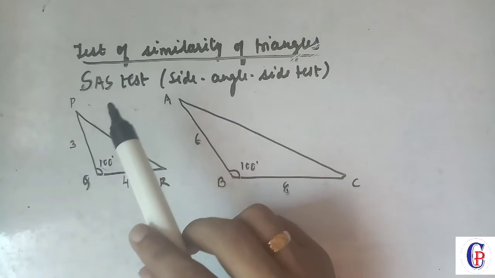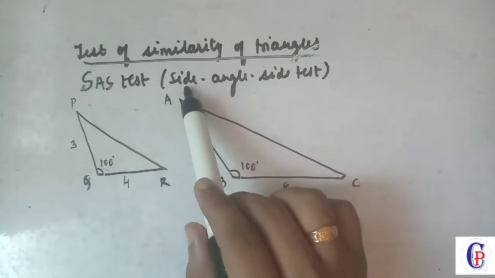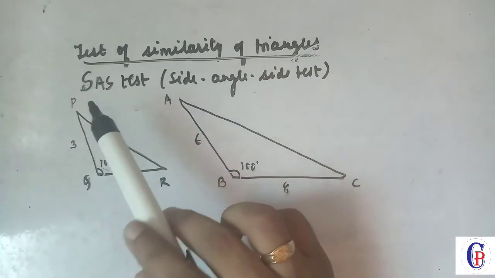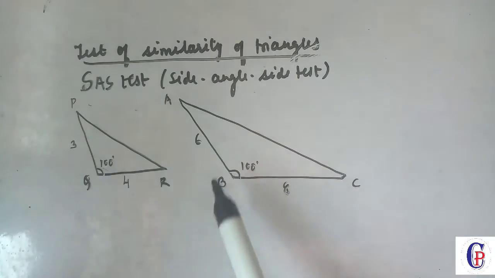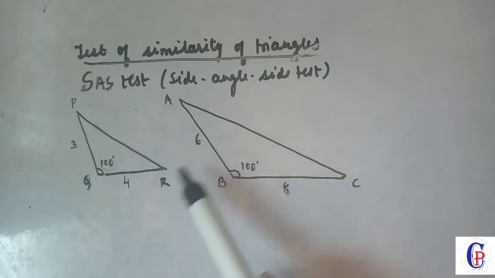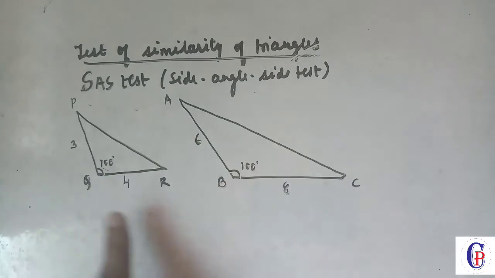So we have one more test to prove that the triangles are similar. We have the side test, and the side angle side, SAS test. So if we are given two triangles, triangle PQR and ABC, and a few pieces of information are given to us, that this is 3, 6, 4, 8 and this angle is 100.